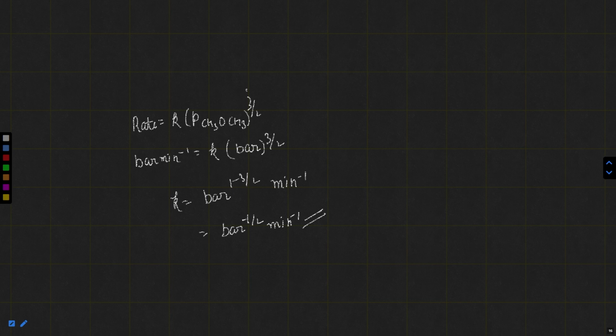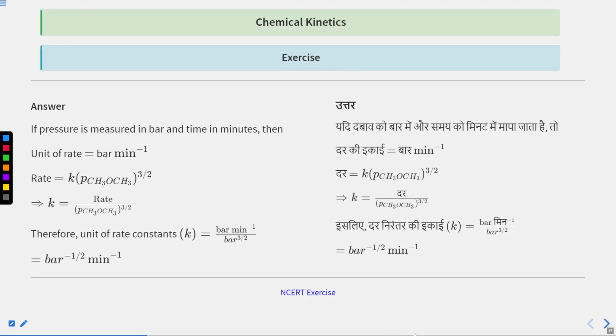Now let us look at the answer. Solution of this question. So it is bar, minus 1 by 2 per minute, and it is bar per minute. Okay, so we have done it correctly.